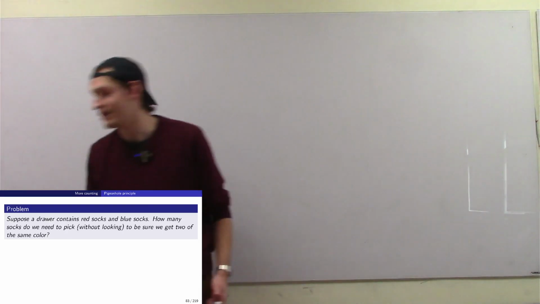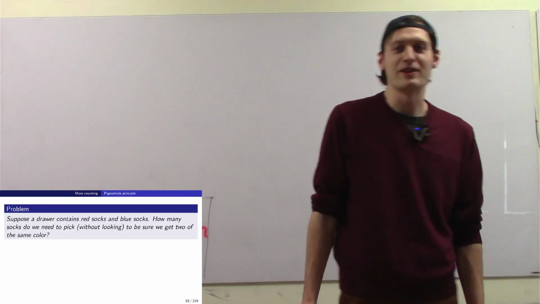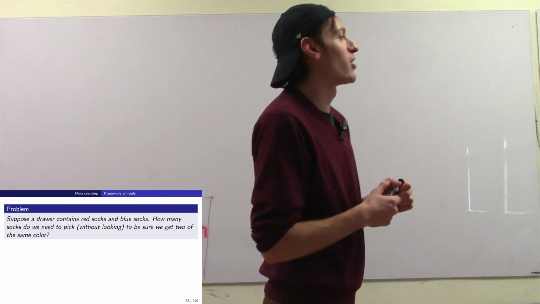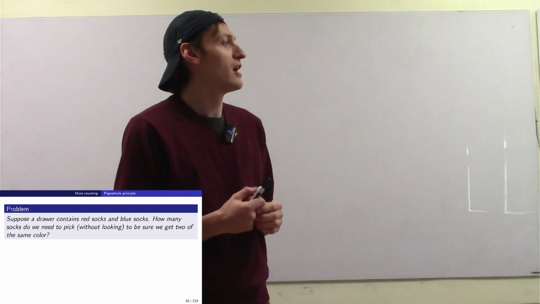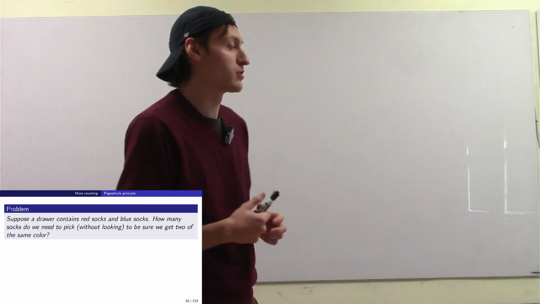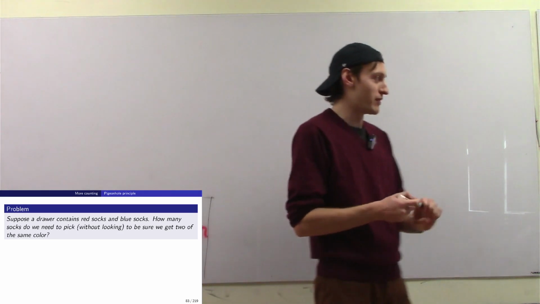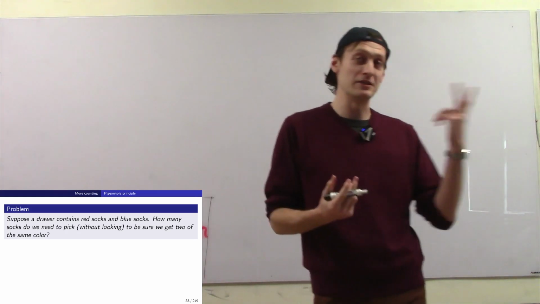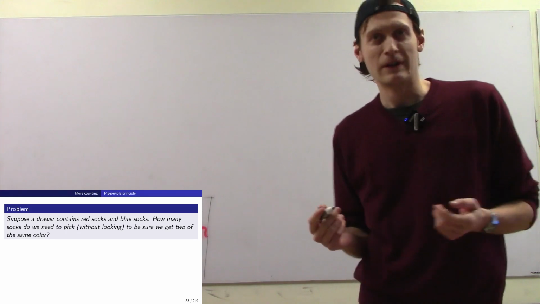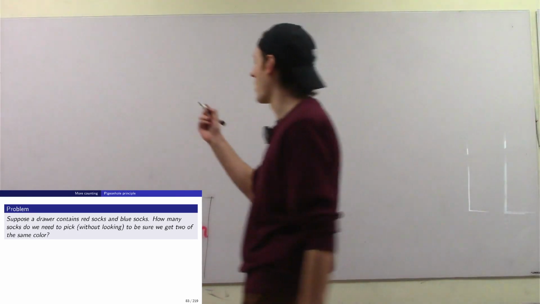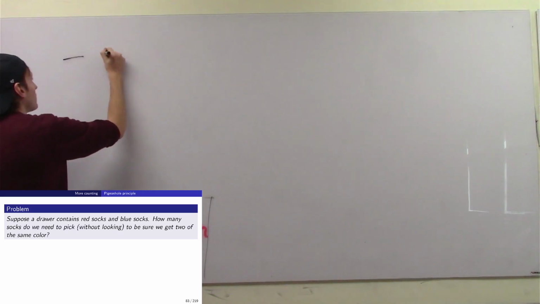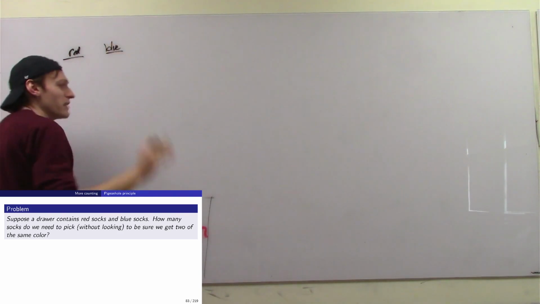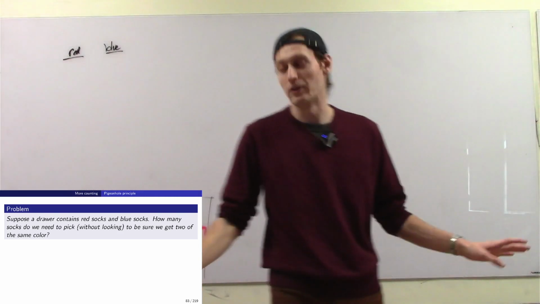Okay. So the first problem isn't so bad. I think I solved this one this morning as I was getting ready to come in. The problem is: suppose a drawer contains red socks and blue socks. How many socks do we need to pick without looking to be sure we get 2 of the same color? So this is maybe a motivating problem. I claim it's certainly possible. You're going to need to draw at least 2 socks to get 2 socks of any color. If you want 2 socks of the same color, it's possible if you draw 2 socks and the first is red and the second is blue. So it's definitely possible to draw 2 socks of different colors.